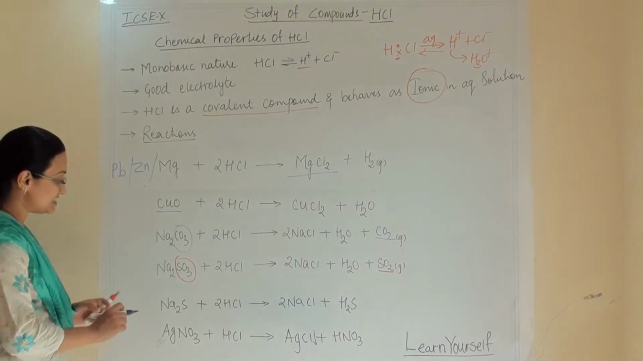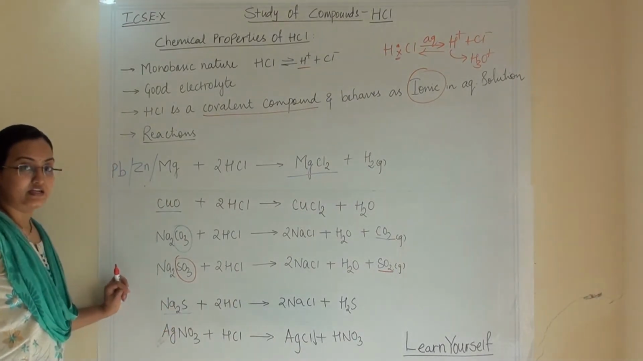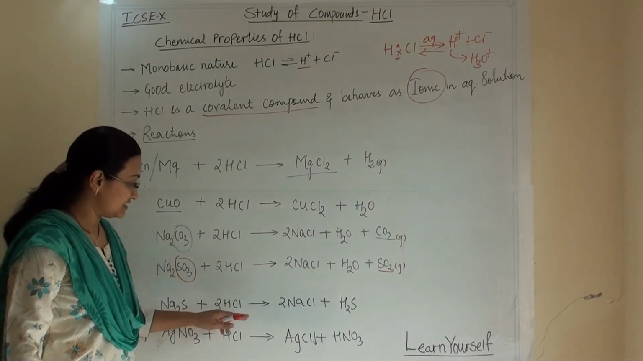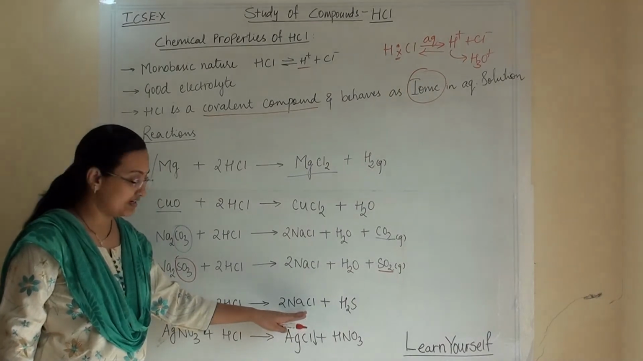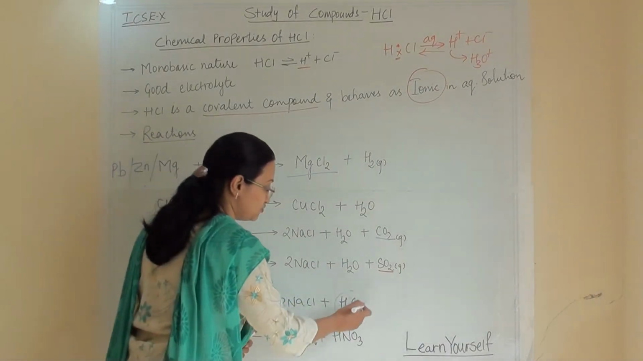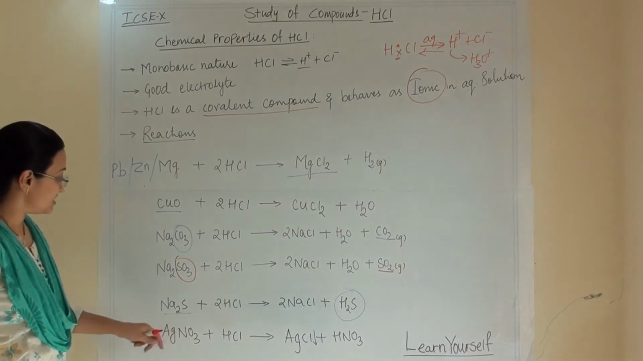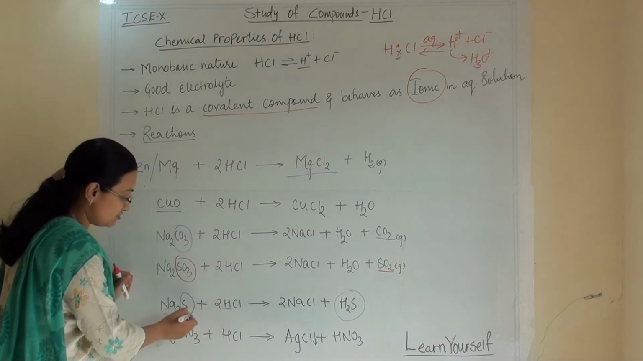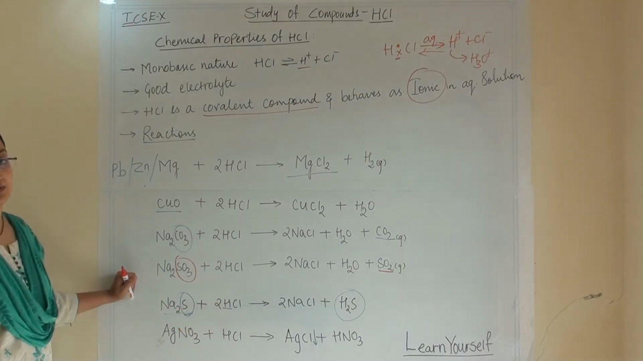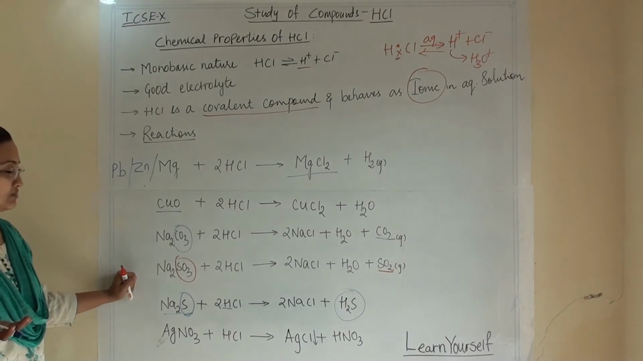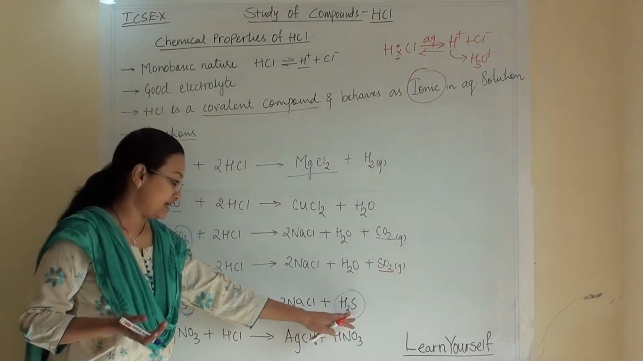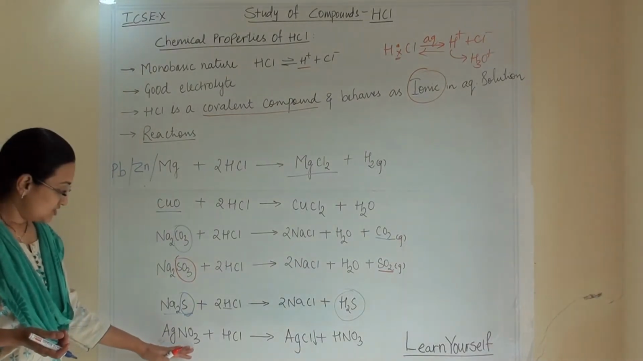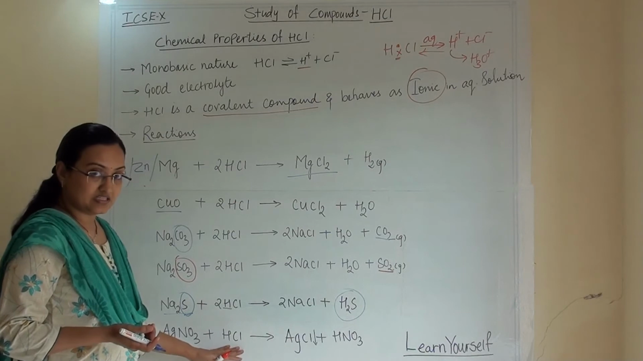Now the third one is metal sulfide. When metal sulfide is reacting with hydrochloric acid, we will get salt, a metallic salt, and H2S gas, because here only sulfur is there. So this hydrogen will react with this sulfur, and HS is not possible, so it will become H2S. The last reaction is AgNO3 when reacting with HCl.